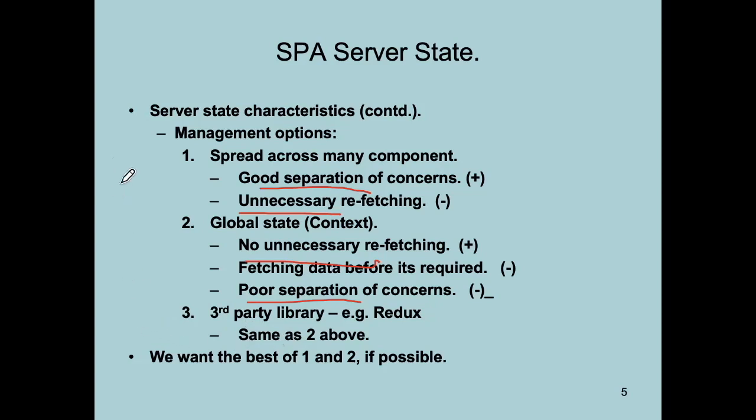And as always, when you've got options, the best solution is some sort of mixture of the different options that you have, if that's possible. So I'm saying here that we want the best of option 1, which is good separation of concerns, without the downside of option 1, which is refetching. And we want the best of option 2, which is no refetching, without the downside, which is poor separation of concerns. So it's a kind of a difficult one to juggle. So anyway, that's server state, and this is the focus of this lecture, really.